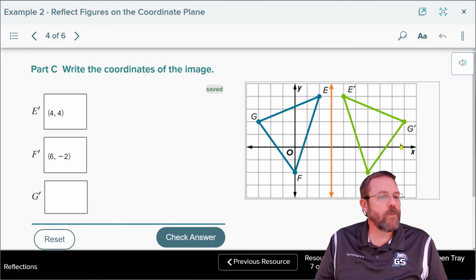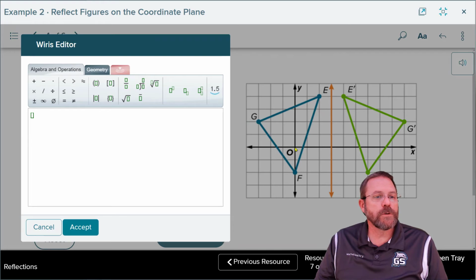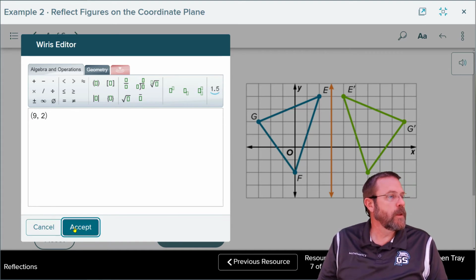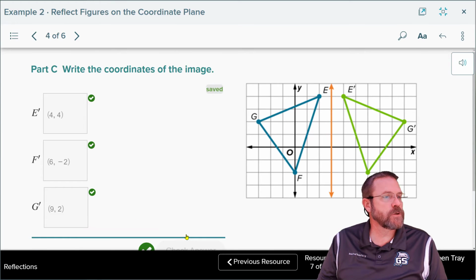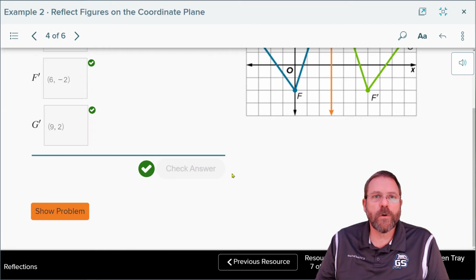And then our last one is going to be point G, and point G, you can see from the origin is 1, 2, 3, 4, 5, 6, 7, 8, 9. 1, 2. So that is going to be 9 comma 2, accept, and check. Everything checked perfect. That's all there is to showing your work on these.